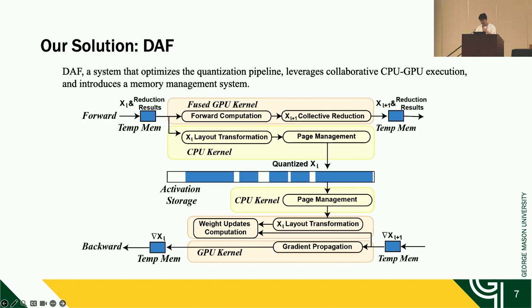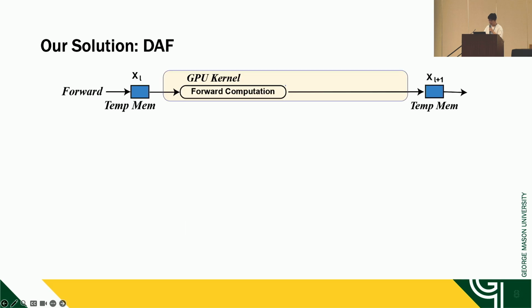savings. To address these issues, we propose DAF. It's a system that optimizes the quantized pipeline, leverages collaborative CPU-GPU execution, and introduces a memory management system. This design effectively improves performance and enables practical deployment on memory-constrained devices. So let's go to the details.